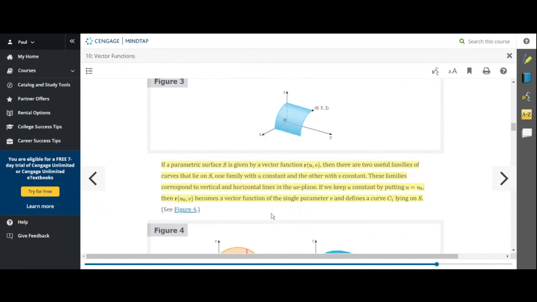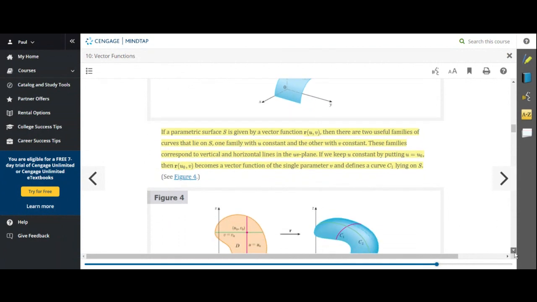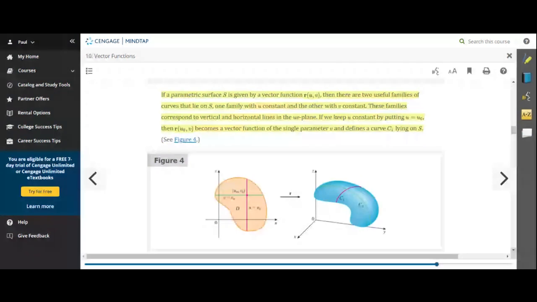They comment here that there are two useful families of curves that lie on your parametric surface. One family where u is constant and the other where v is constant. And we just saw that, although in our case it was better to let v be constant. The families correspond to vertical and horizontal lines in the uv plane. You can see this in figure 4.